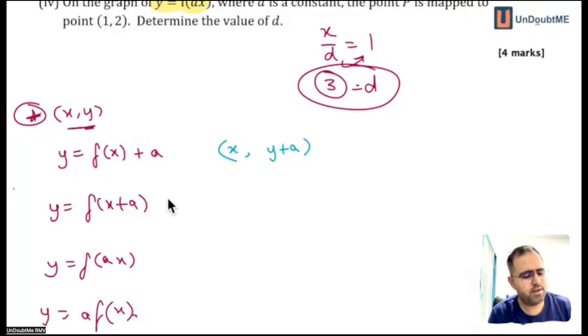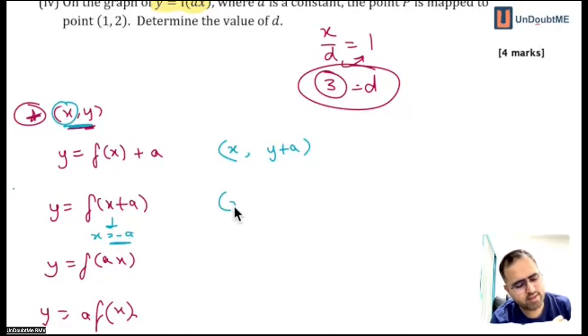So for f of x plus a, what will happen? What should be the new coordinate? The original coordinates were x comma y. So x equals minus a. This will give me x is equal to minus a. It means all x values are shifted by a units to the left. How can that shift be done? When I'm writing this, x as x minus a, comma y.